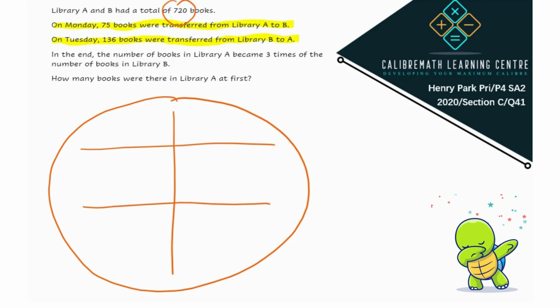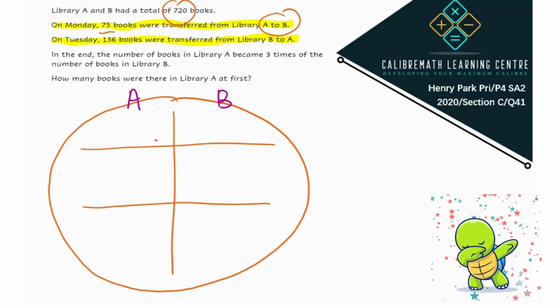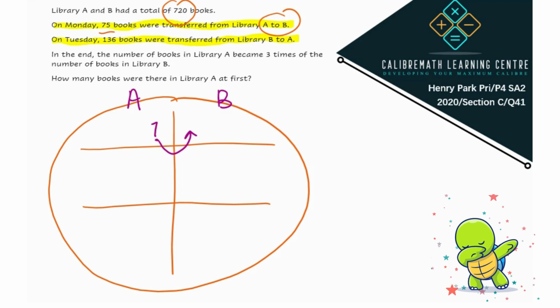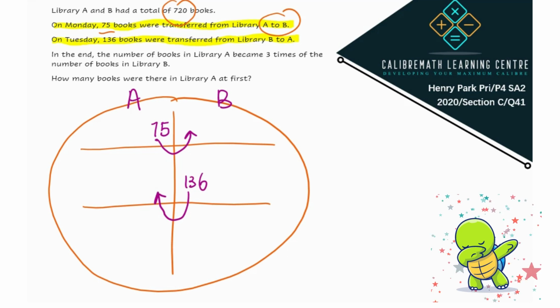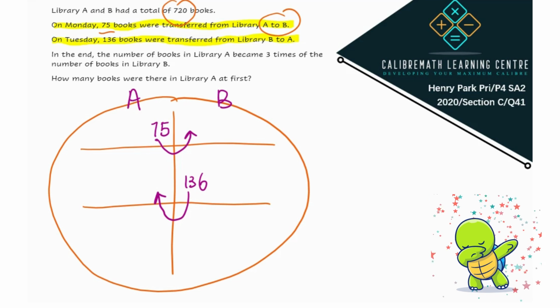So let's look at the first transfer that we have. 75 books were transferred from library A to B. So we are going to draw that, indicate this is library A and this is library B. The transfer was from library A to B, and we note that 75 were transferred from A to B. And in the second transfer, we have 136 books transferred from B to A. And in the end, we know that the number of books in library A became 3 times of the number of books in library B.